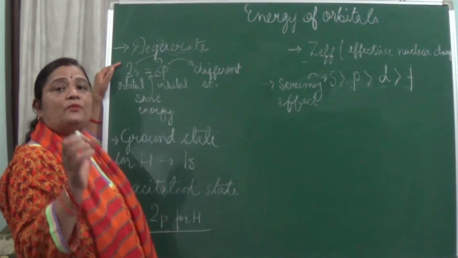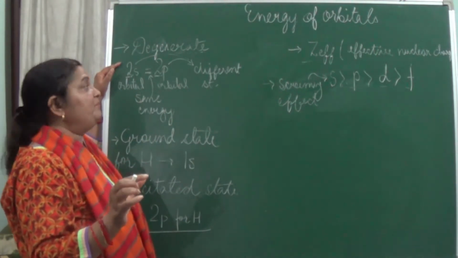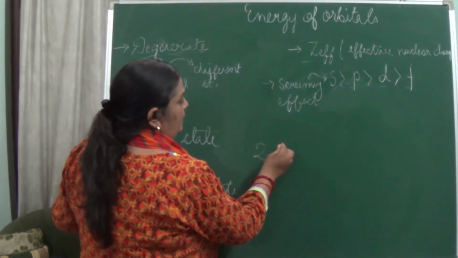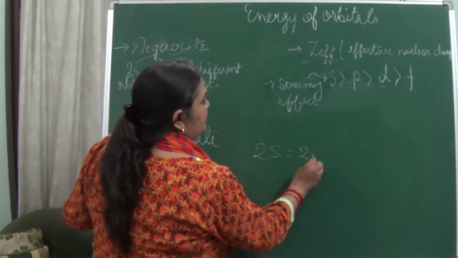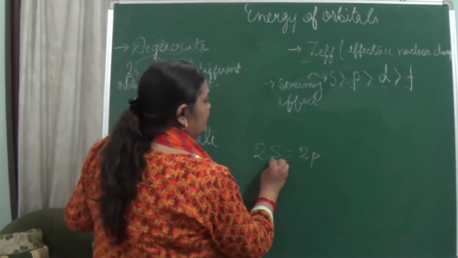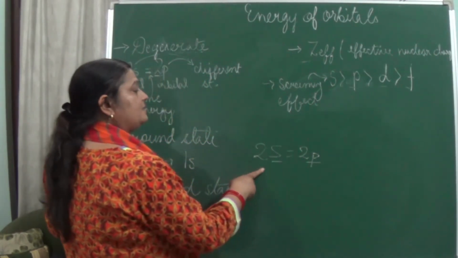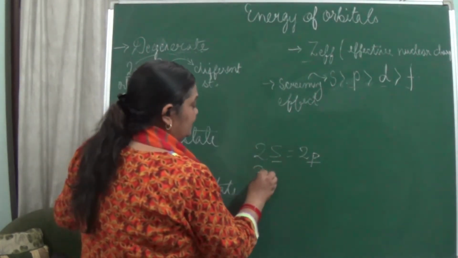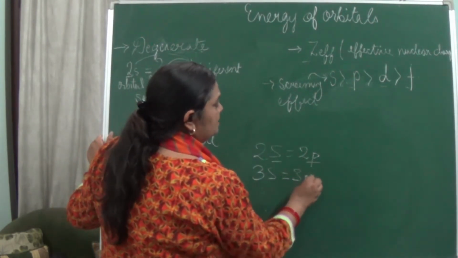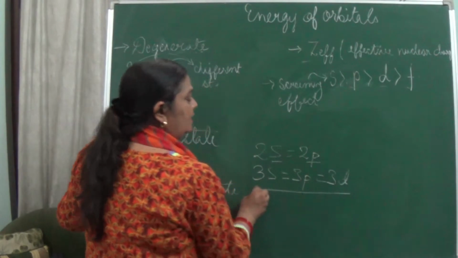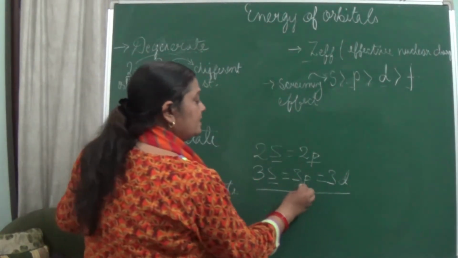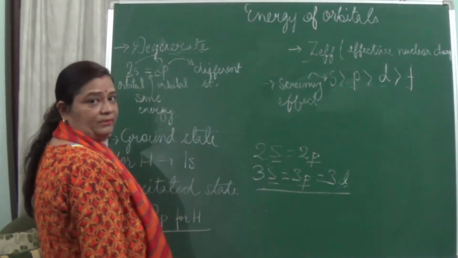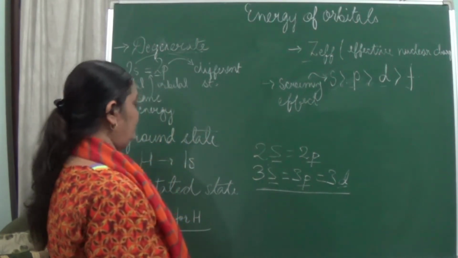Degenerate means consisting of the same energy. Like if we are talking about 2s, 2s is equal to 2p. It means that the s and p subshells present in the second shell have the same energy. Like 3s is equal to 3p is equal to 3d. Here also they have the same energy, and so they are said to be degenerate orbitals.